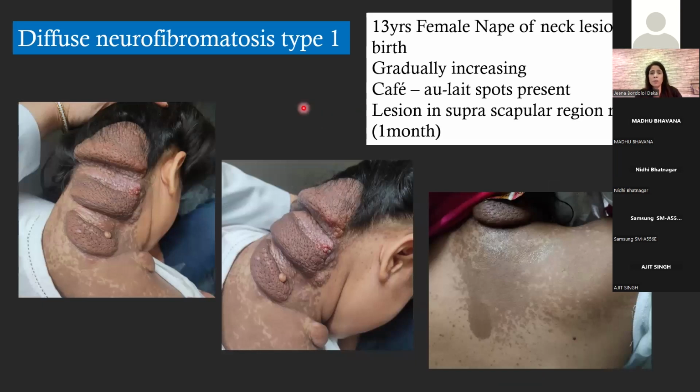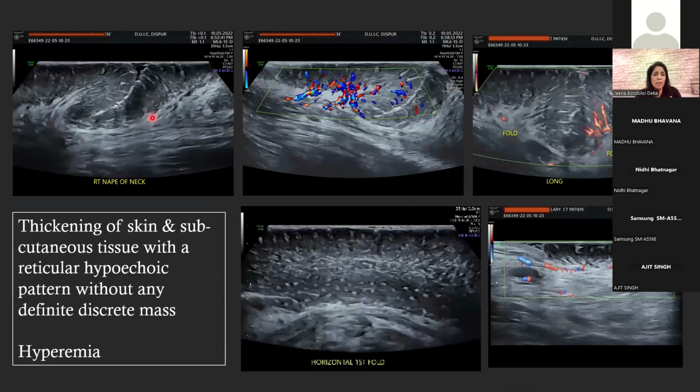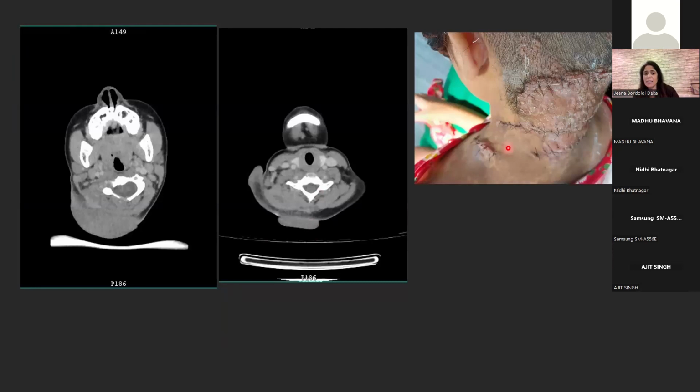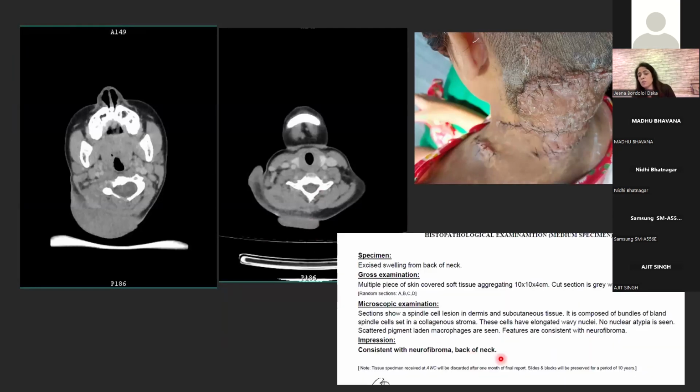The café-au-lait spots were present, and they were coming up especially in the suprascapular region. And so we see this big mass-like region in the nape of the neck. I knew that it was a neurocutaneous syndrome, but the appearance was like something which I've never seen before. You can see that there is thickening of the skin and subcutaneous tissue with a reticular hypoechoic pattern. There was no discrete definite mass. Hyperemia was present, and the ultrasound features were consistent with a diffuse neurofibroma. A CT scan was also done to look at the involvement of any underlying bone. And finally, the tumor was excised, and it turned out to be consistent with a neurofibroma.